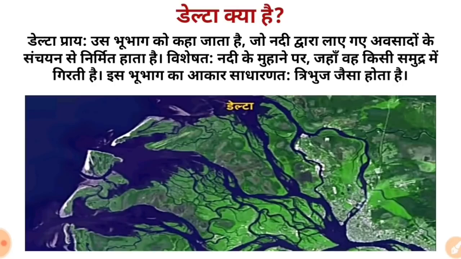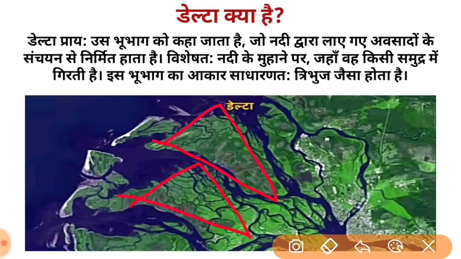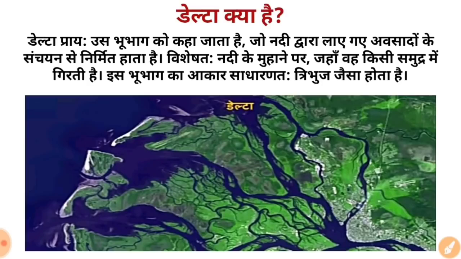So what is this delta? First I will tell you its definition, then I will explain it easily in my language. So first of all, delta is usually called that landmass which is formed by the accumulation of sediments brought by the river, especially at the mouth of the river where it falls into a sea. The shape of this landmass is generally like a triangle. You must be seeing it. Its shape is like a triangle. It is called delta.